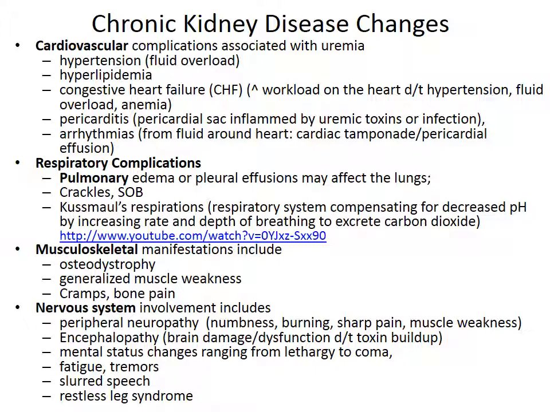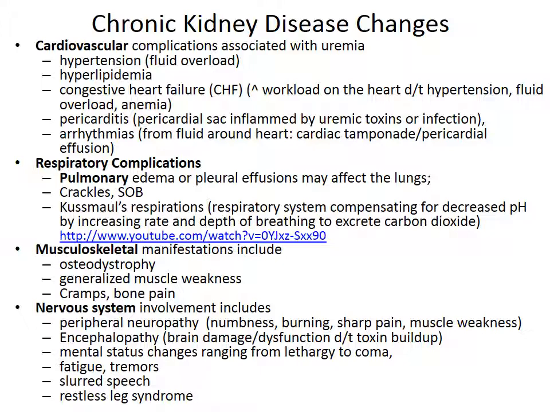Chronic kidney disease changes. The cardiovascular system has complications that are associated with the uremia that is present in chronic kidney disease. These include hypertension due to the fluid overload, hyperlipidemia, congestive heart failure, as the increase in fluid overload produces a failure that increases the workload on the heart due to hypertension. Pericarditis, because the pericardial sac is inflamed by the uremic toxins or infection. And arrhythmias from fluid around the heart that result in cardiac tamponade and pericardial effusions.